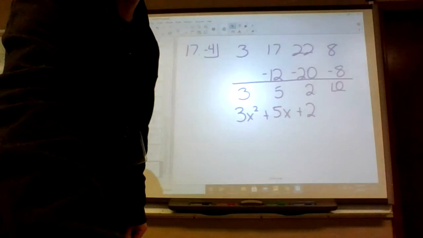Okay. You guys remember how this starts? Just put 3 comes down. 3 times negative 4 is negative 12. 17 minus 12 is 5. 5 times negative 4 is negative 20. 22 minus 20 is 2. 2 times negative 4 is negative 8. 8 plus negative 8 is 0. So we got the number.